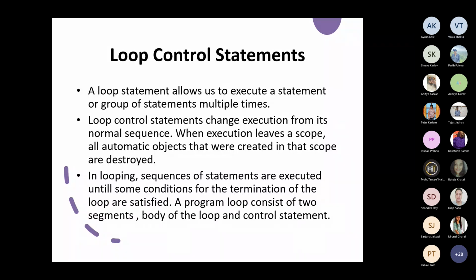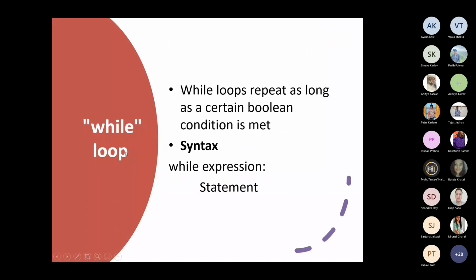Okay, so let's see how it is used. The first type of loop: there are 3 types of loops: while loop, for loop, do while loop. While loop means the loop executes while the condition is true. The moment the condition is false, it exits the loop. Correct?